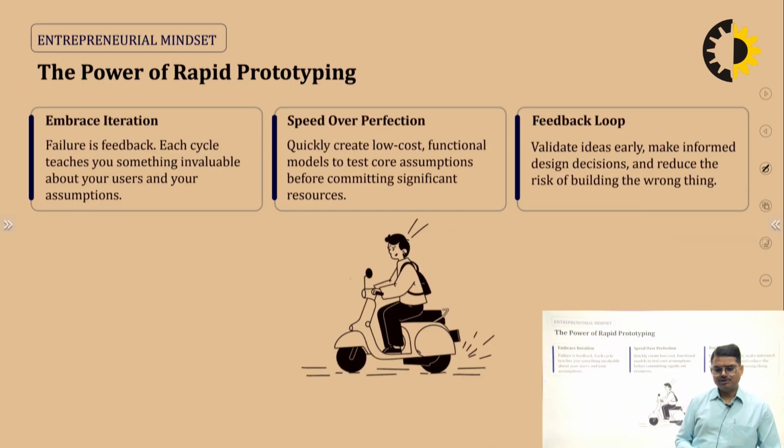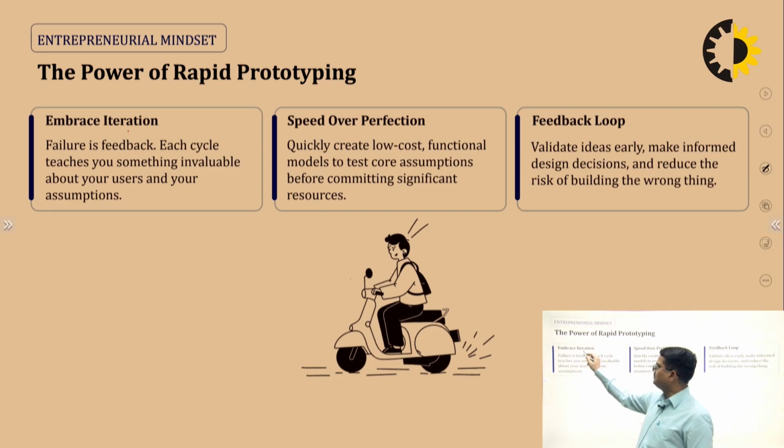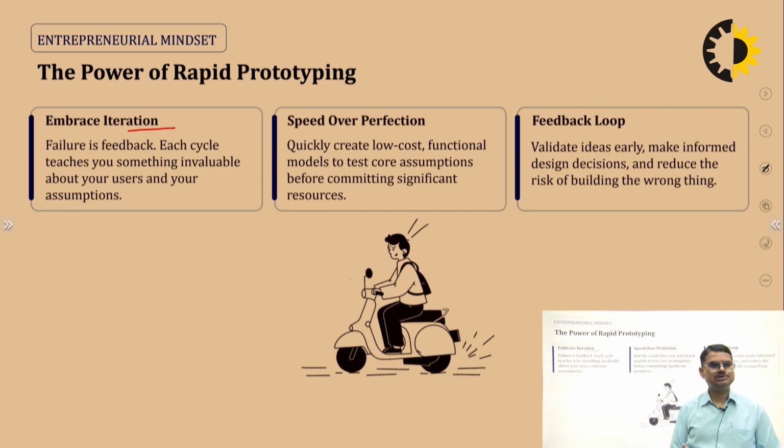Now, if we are talking about the entrepreneurial mindset, then the power of rapid prototyping is the most important thing. In entrepreneurship, it is a very old saying that if you need to fail, then fail fast. So in that order, the power of rapid prototyping basically includes iterations. So many iterations are required. Failure is not a stopping point, but failure is the feedback we are getting from each iteration. Each cycle is teaching us something invaluable.